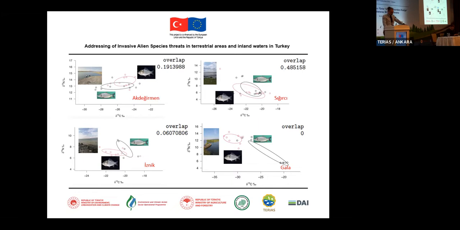But the other lake, a natural lake, is Iznik. There is slightly, but only some overlap. So our hypothesis is somehow backed up by this evidence, that we can test if there is a difference between reservoirs and natural lakes, also in the presence of some top predator like perch. So these are all.